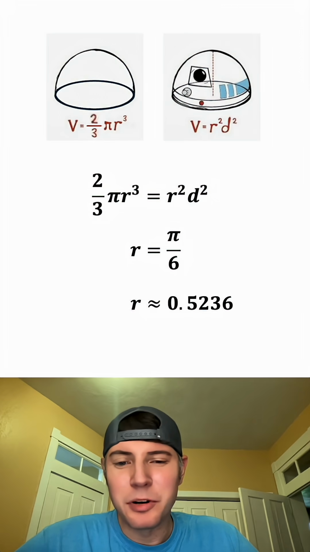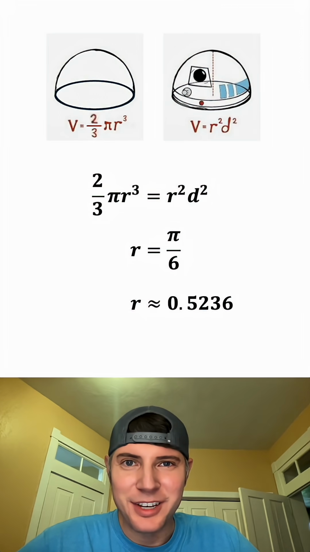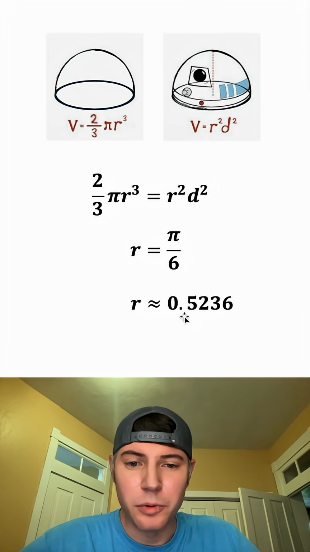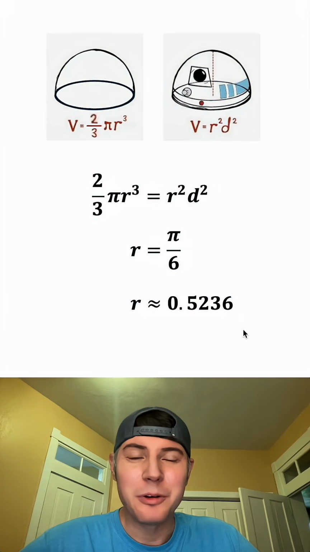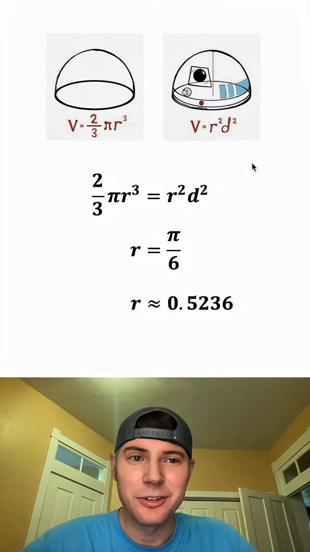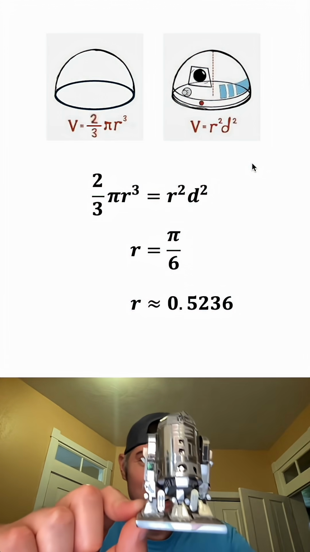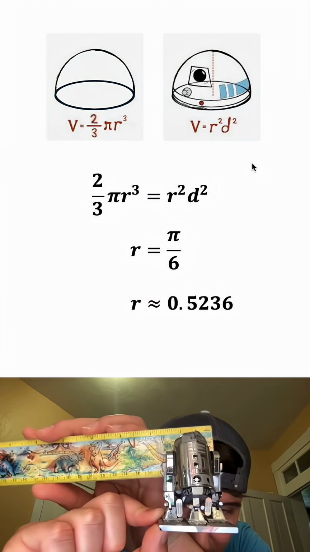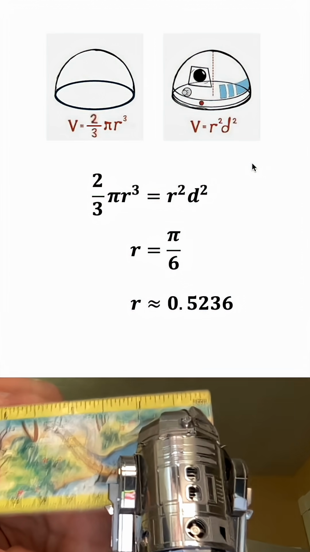And pi over 6 is approximately equal to 0.5236. So if we can find an R2D2 with a radius of 0.5236, we will have an R2D2 with a volume of his hat equal to R2D2. And guess what? I have an R2D2 here. And let's measure his hat. I don't know if you can see it, but I'm getting a measurement of the radius of exactly 0.5236 inches.